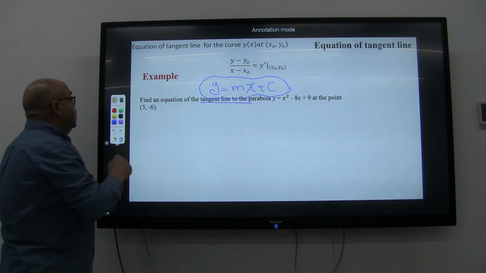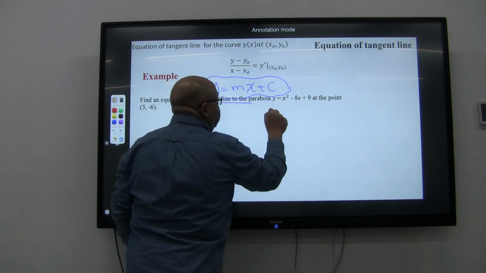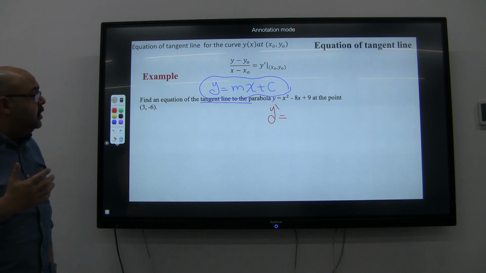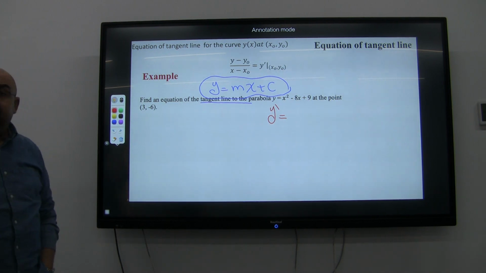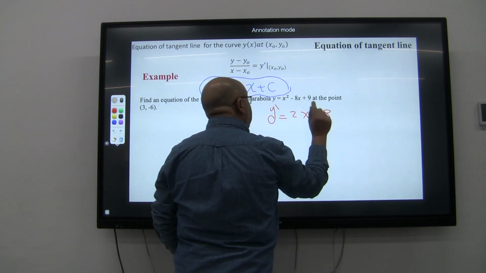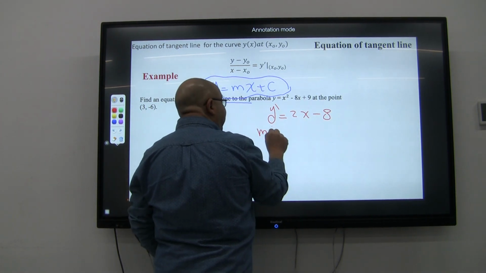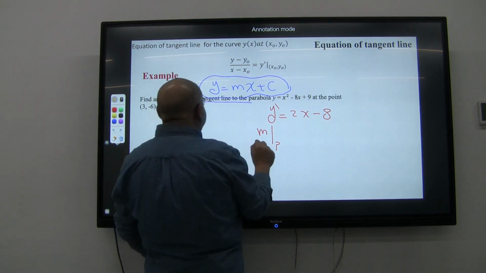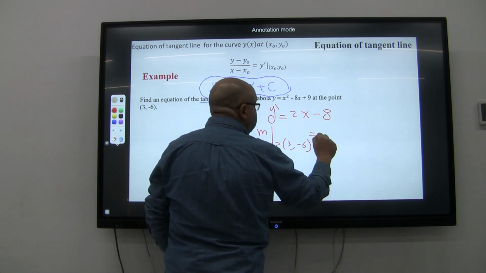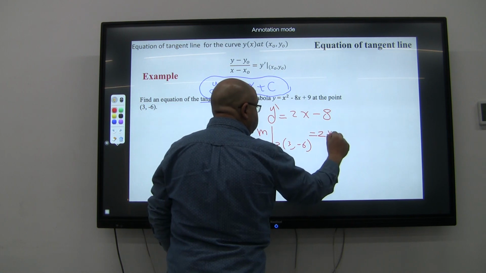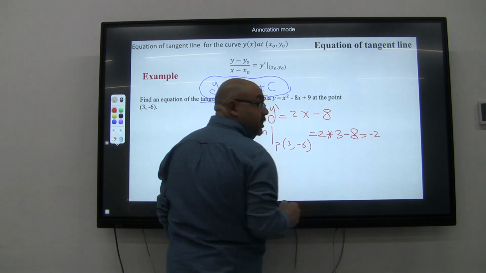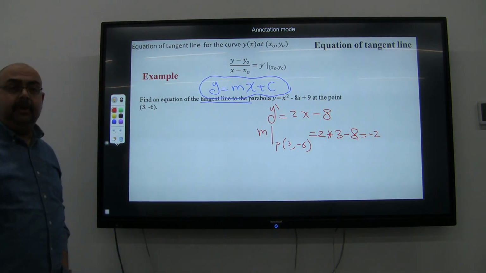How to get m? I will get y dash, the derivative of the main function x squared minus 8x plus 9. The derivative is 2x minus 8. We need to find the slope at the point which is 3 and negative 6. What do I do? 2 times 3 minus 8, which is simply going to be negative 2. I already have the slope.